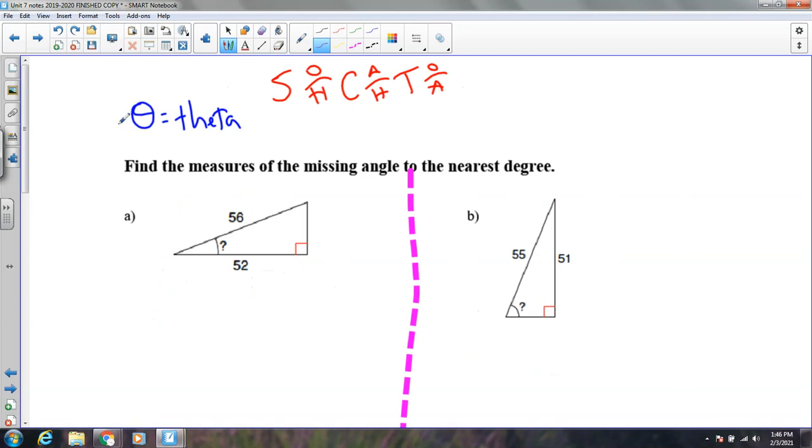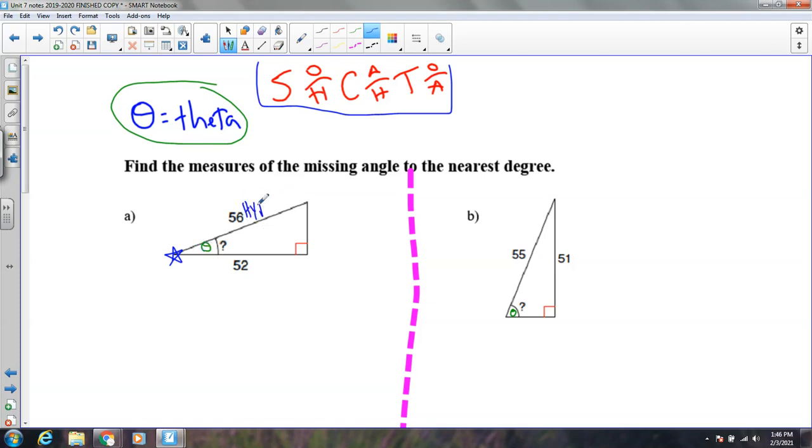So looking at this next page, little refresher, that theta symbol, you're going to see that on some examples. That theta basically means a missing angle. So you'll see this symbol when you're looking for a missing angle a lot of times. But we're going to do the same thing. We're still going to use our SOHCAHTOA. So for letter A, let's go through that process. There's my reference angle. So I'm going to put a star there. That's the one we're looking for. That's my reference angle.